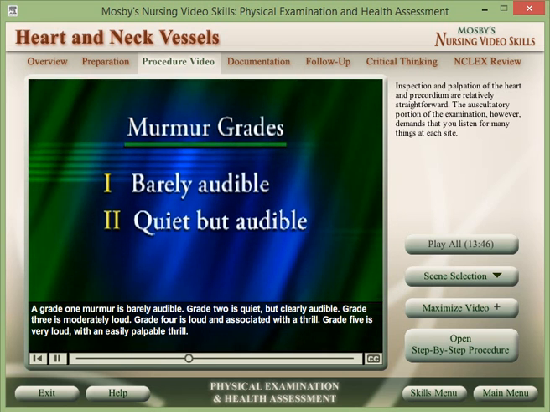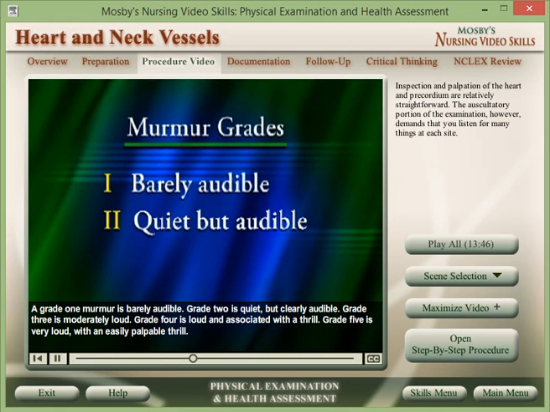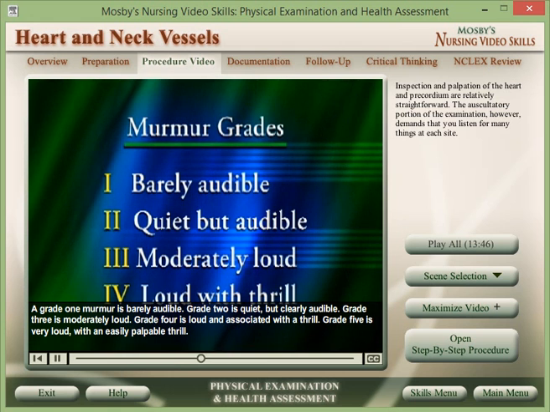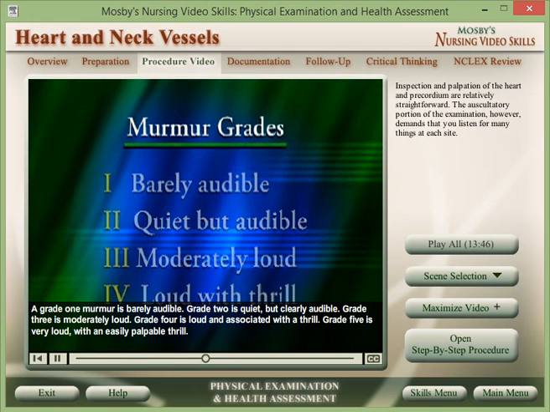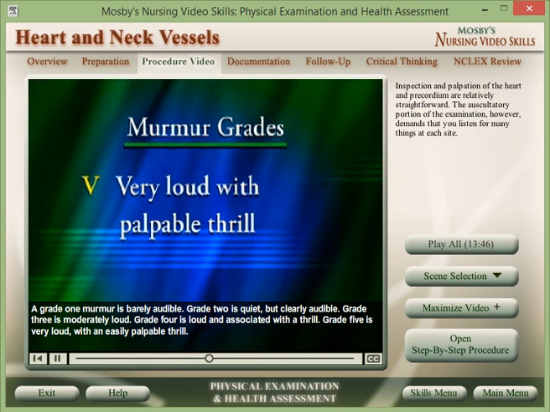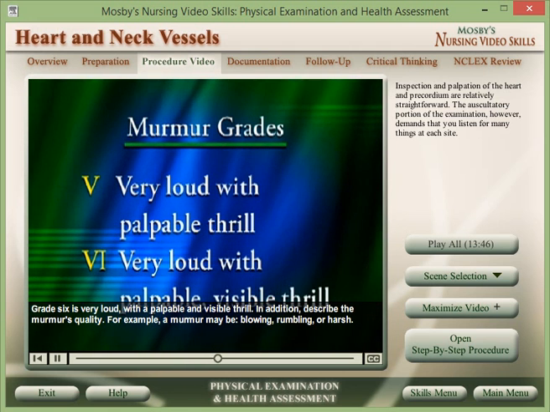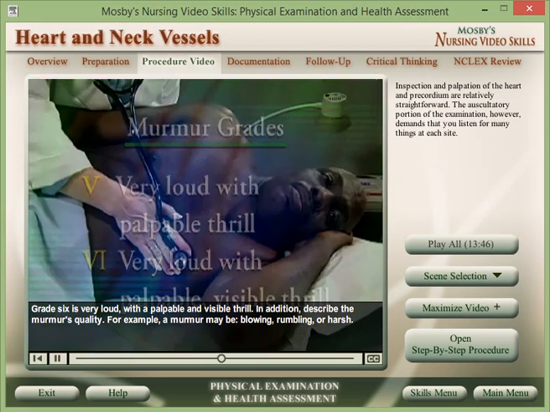Grade 2 is quiet, but clearly audible. Grade 3 is moderately loud. Grade 4 is loud and associated with a thrill. Grade 5 is very loud with an easily palpable thrill. Grade 6 is very loud with a palpable and visible thrill.